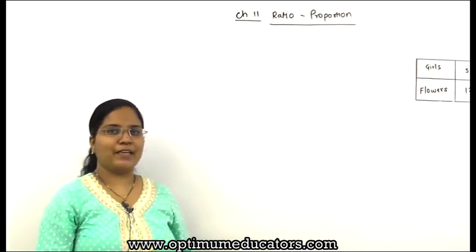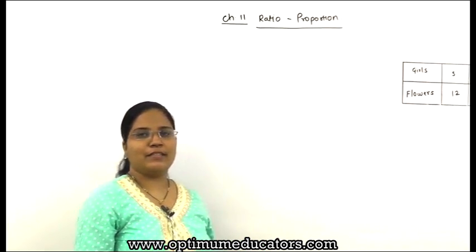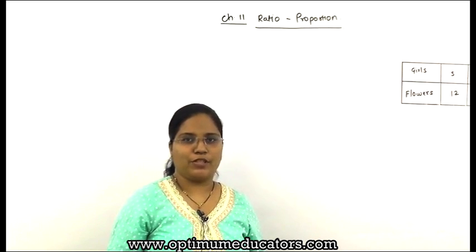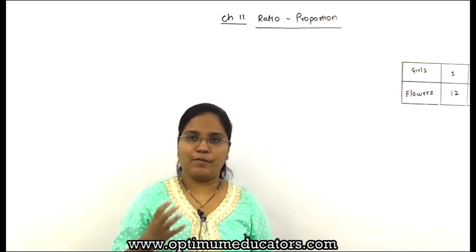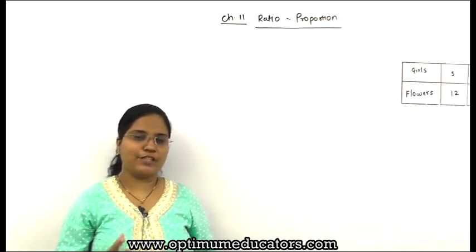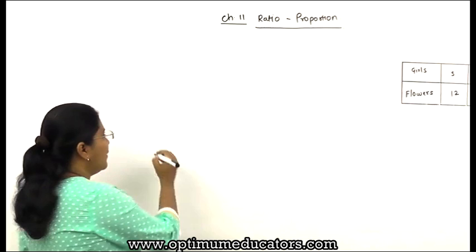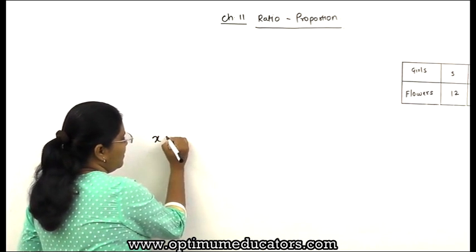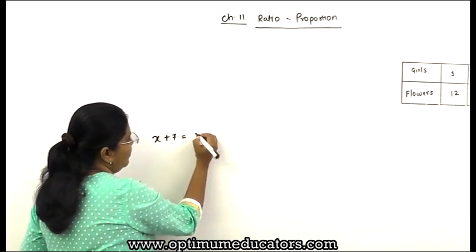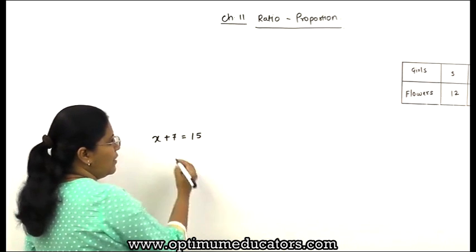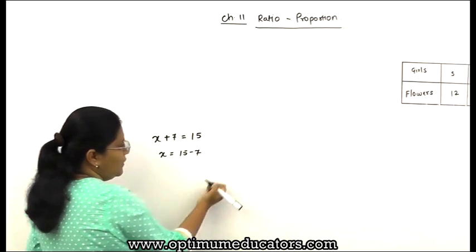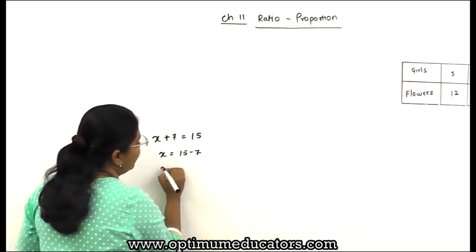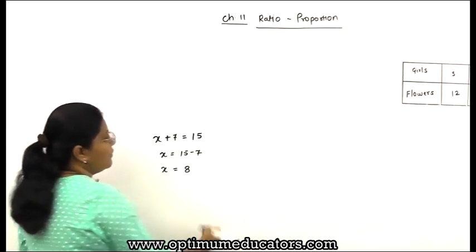Hi friends, we are meeting again for the 11th chapter, that is ratio and proportion. Till now we were talking about equations. If you remember, we have done the equation part. What is that equation? x plus 7 is equal to say 15. Then x is how much? x will be 15 minus 7, isn't it? We have done this kind of thing. x is equal to 8.